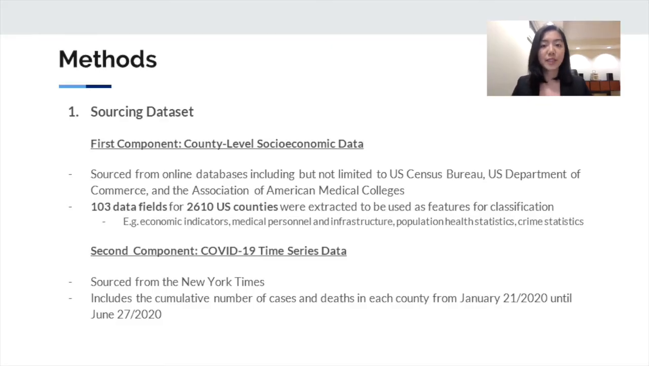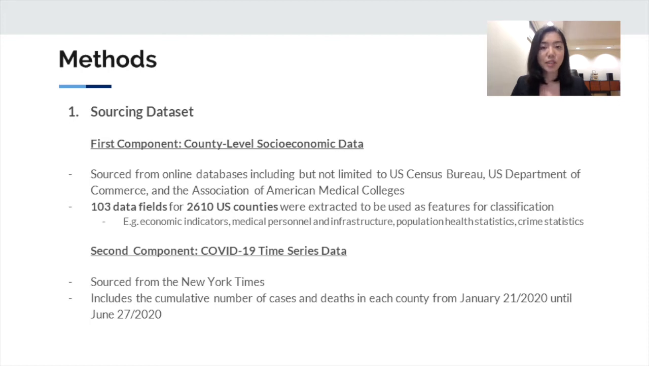There were two main components to our data, socioeconomic data and COVID-19 time series data. Starting with the first component, county-level socioeconomic data was sourced from databases including but not limited to the U.S. Census Bureau and the Association of American Medical Colleges. Then 103 data fields for 2,610 U.S. counties were used as features in classification. These features included economic indicators, medical personnel and infrastructure, population demographics, crime statistics, and population health statistics.